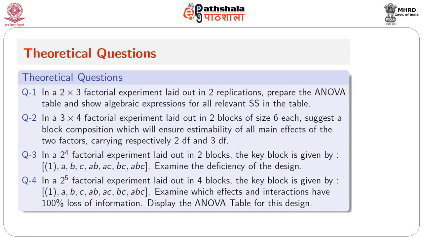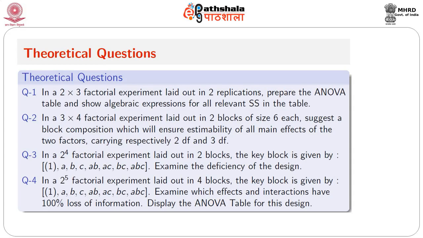Question number 3, you have a 2 to the power 4 factorial experiment laid out in 2 blocks and you are given the key block. Examine the deficiency of the design. So what is the deficiency of the design? Mainly when you give me a key block, I know the complementary part, I know the other block. So these are the 2 blocks comprising the full 2 to the power 4 factorial experiment.